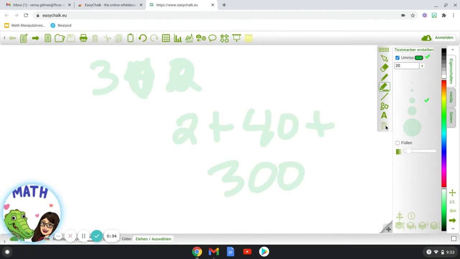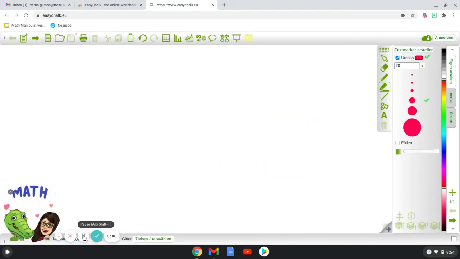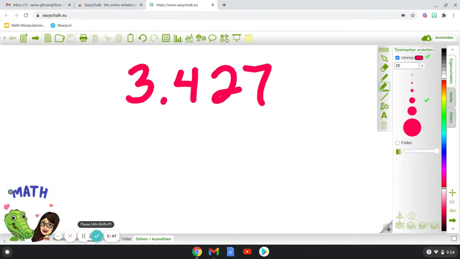So what we're going to do right now is use decimals. When I change it and I use decimals, we're going to start with 3.427. So 3 and 427 thousandths. It's going to be the same idea, only instead of starting with the far right column, we're going to start with the far left column. We're going to start with the ones.